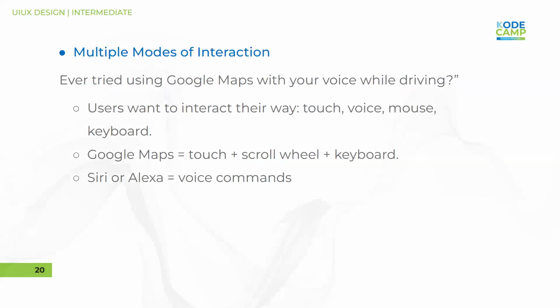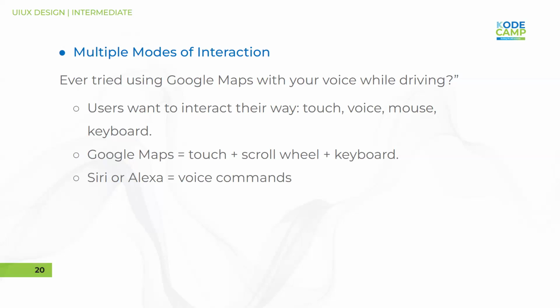Another way we can integrate this principle is by introducing multiple modes of interaction. Have you ever tried using Google Maps with your voice while driving? In this case, Google Maps has introduced voice interactions or voice accessibility, such that when users are driving, instead of being distracted by using their hand to touch and the likes of it, they can now be communicating and speaking.